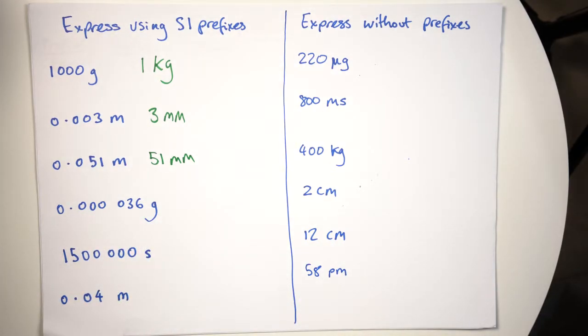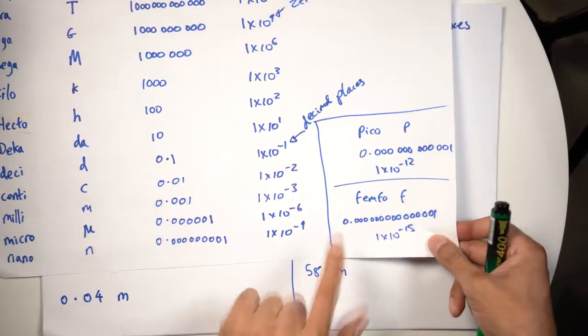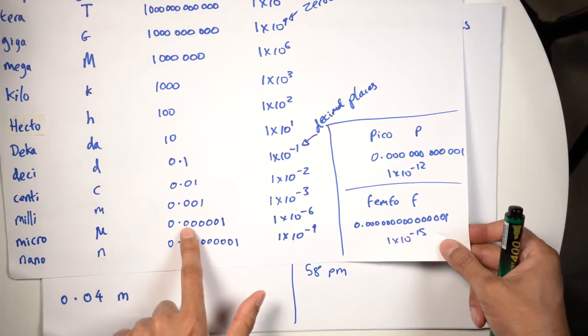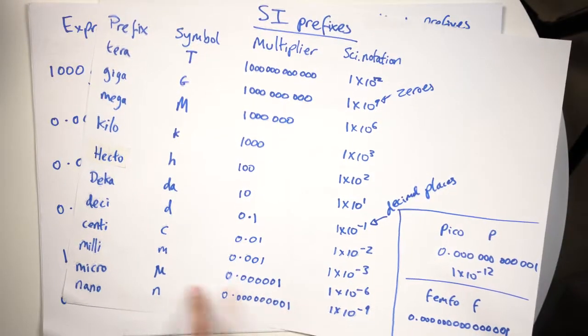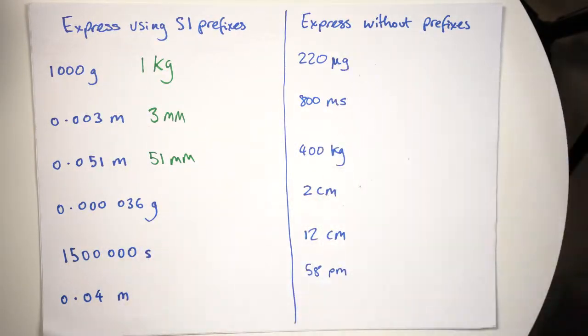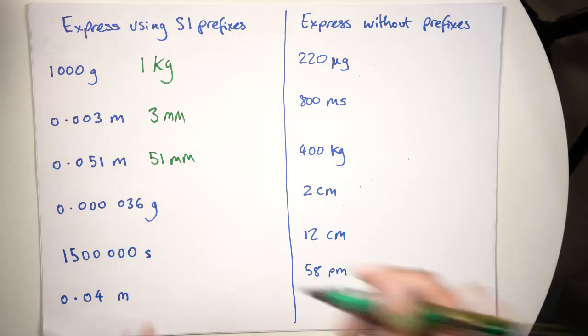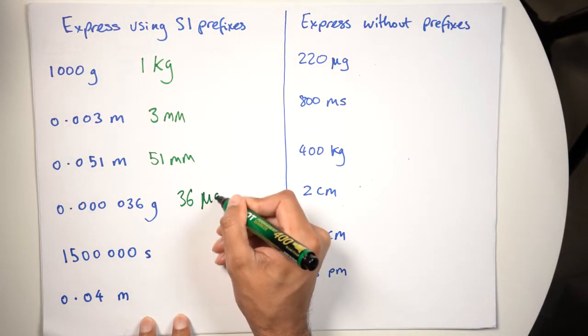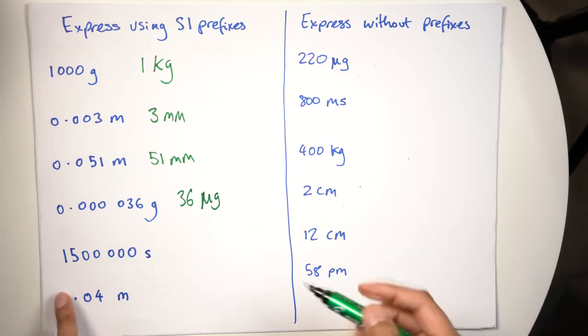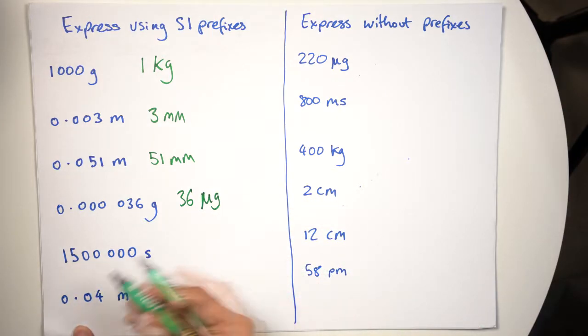Let's look at our chart. 6 decimal places is micro. 1, 2, 3, 4, 5, 6. But we don't have 1 microgram. We've got 36 micrograms, like that.